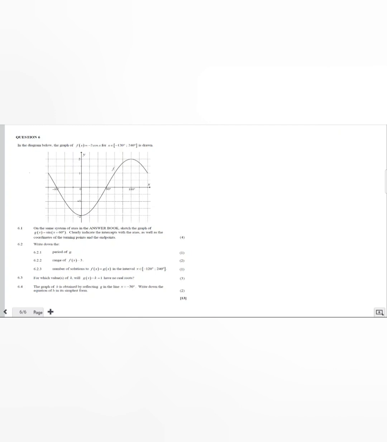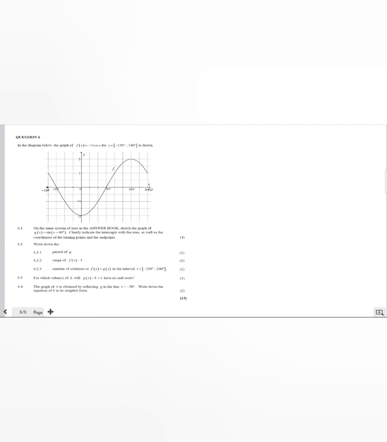That is the graph of f of x, and you can see that graph is defined between minus 120 up until 240 on the x-axis. Starting from minus 120, that is this point, up until here is 240. The interval is 30 degrees, we can see that.